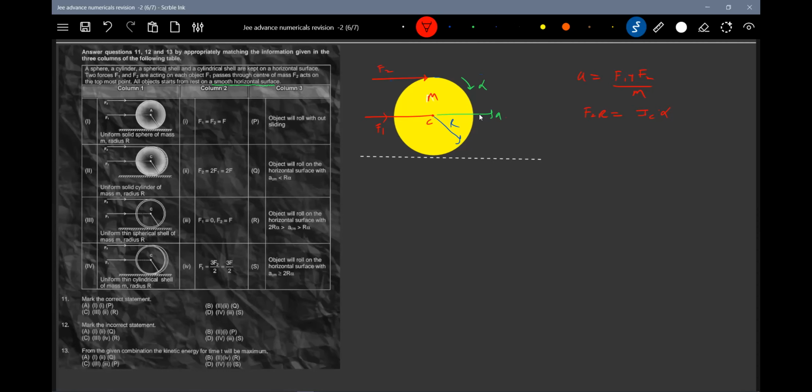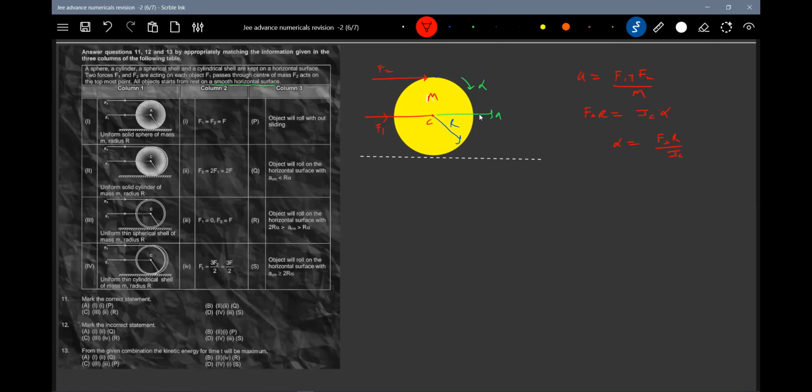Let's check first, like this equation. For the uniform solid sphere, 2/5 mr square, then you have to check F1 equal to F2, then you see what conditions will arise. First, we'll directly go for alpha. So the expression for alpha will be F2R by IC. In all the cases, F2 is the same. Only moment of inertia is going to change.